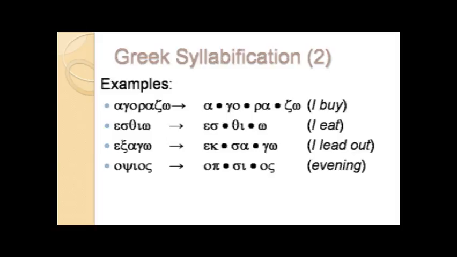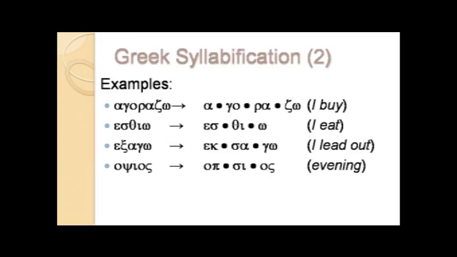Alright, the next word goes back to the vowel, consonant, vowel pattern, which is nice, except that one of those consonants is a double consonant. Xi. Xi is a double consonant. And so when you pronounce it, you're going to split the xi up. Xi is basically kappa and sigma put together. So kappa is going to go on the front, sigma is going to go behind it.